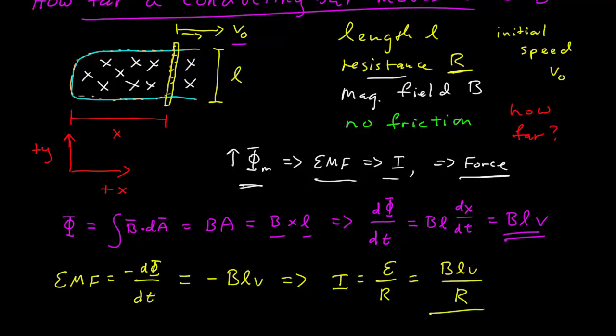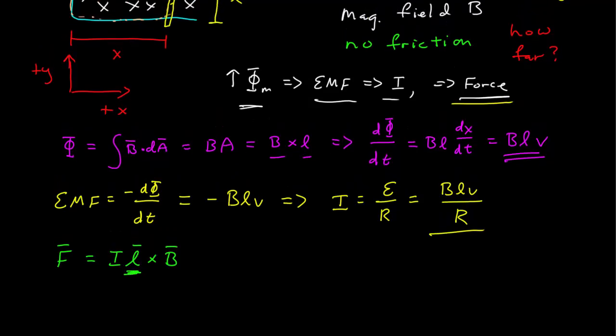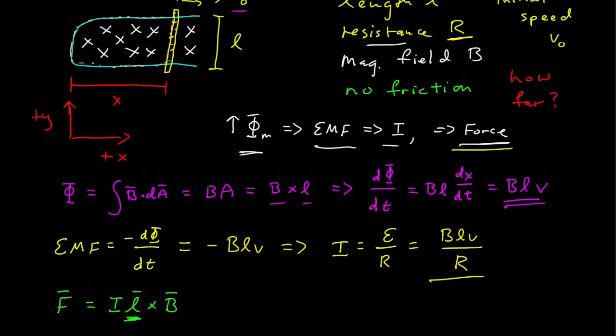All right, so we have a current, and now we want to know what the force is on that current. The force on a current-carrying wire is equal to the current times this L vector crossed with the magnetic field. This is the length of the wire, and the direction of this L vector is the direction of the current. So that brings us back to, what is the direction of the current?